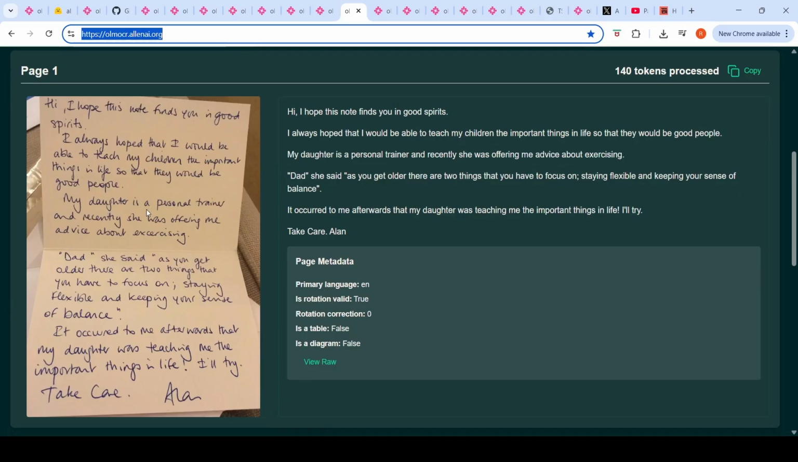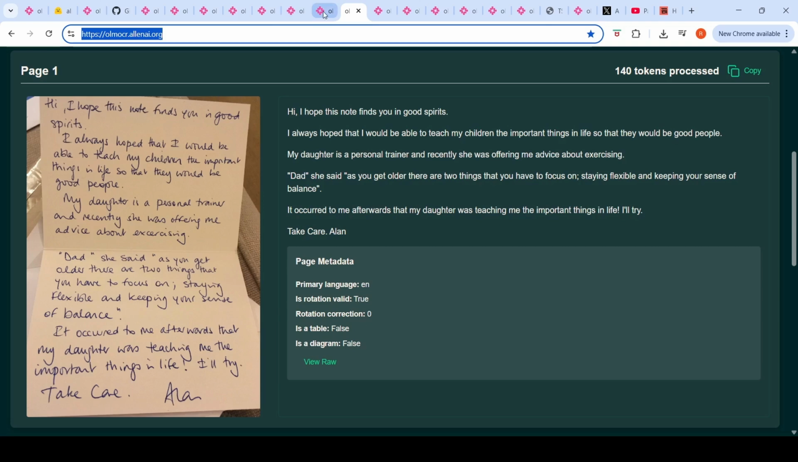Here is another handwritten letter. It says, hope this note finds you in good spirits. I always hope that I would be able to teach my children the important things in life, that they would be good people. My daughter is a personal trainer, and recently she was offering me advice about exercising. Dad, she said, as you get older, there are two things you have to focus on: staying flexible and keeping your sense of balance. It occurred to me afterwards that my daughter was teaching me the important things in life. I will try. Take care, Alan. So it has done a very good job of OCR on handwritten data, handwritten math formulas, handwritten equations, and so on.